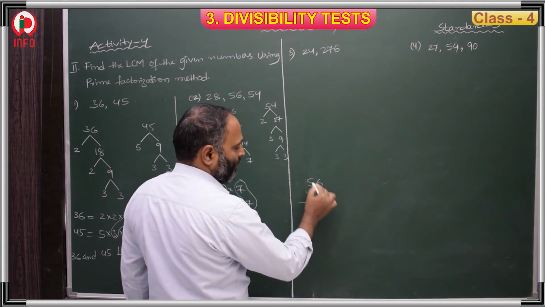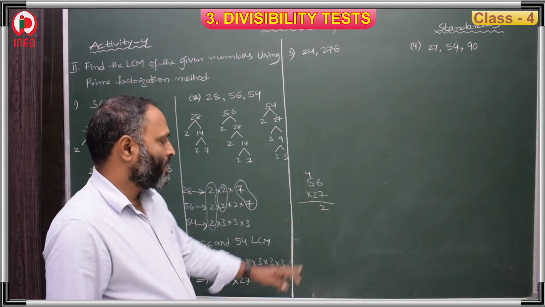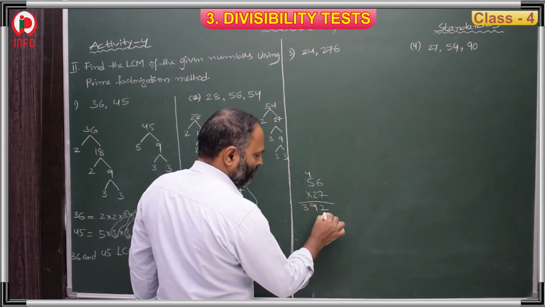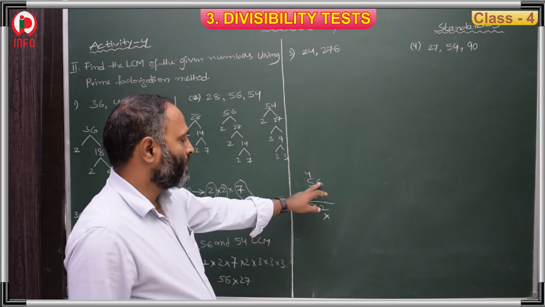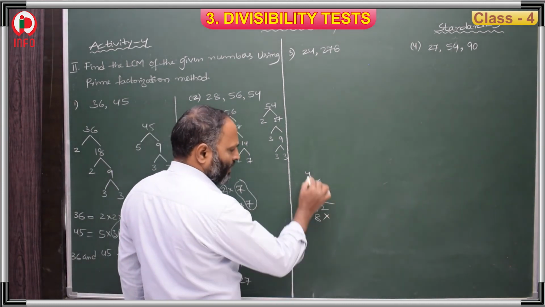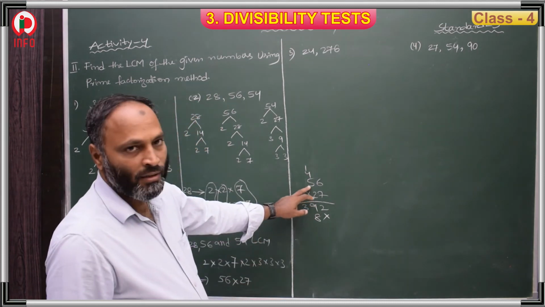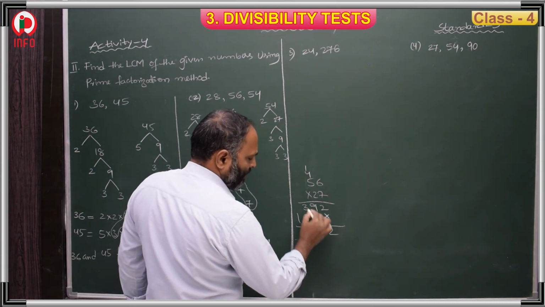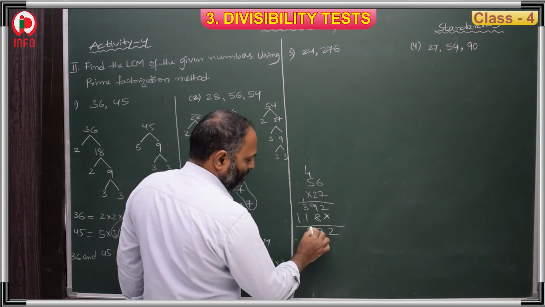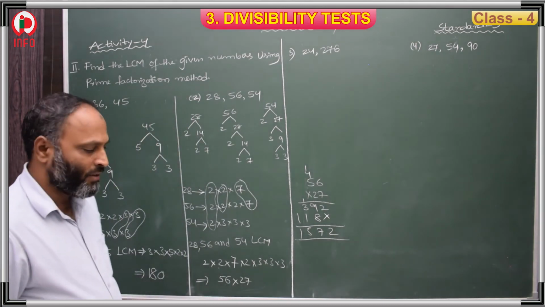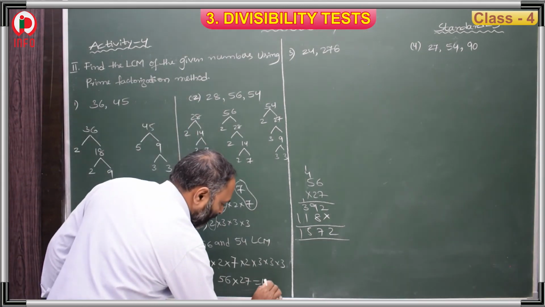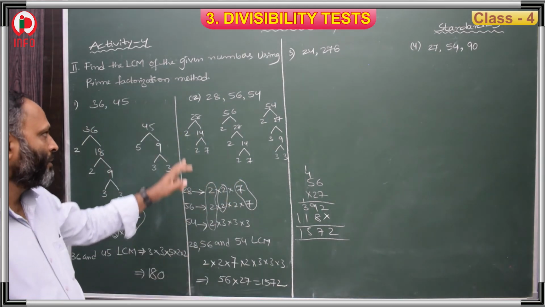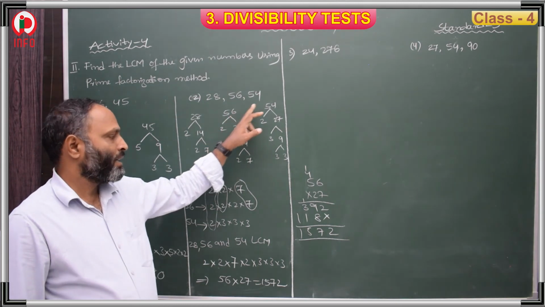7 6s are 42, 4. 7 5s are 35 plus 4, 39. Then 2 6s are 12, 1. 2 5s are 10, 10 plus 1, 11. So the answer is 1512. This is our LCM of 28, 56 and 54.